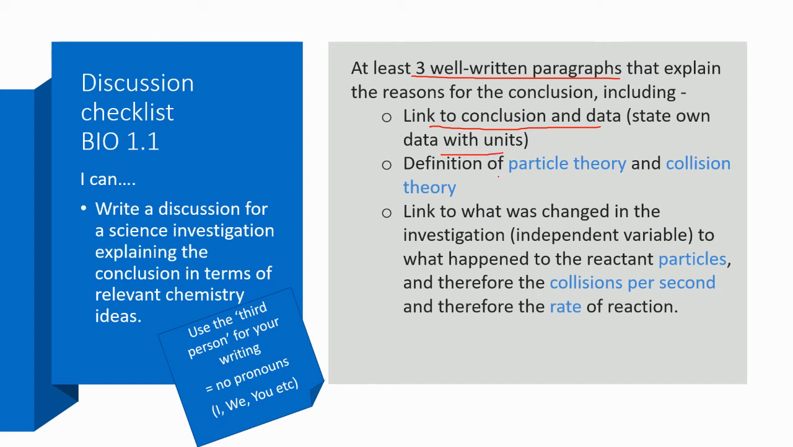A good starting point is to define particle theory and define collision theory. So particle theory is that all matter is made up of particles that are constantly moving, and the more energy they have, the faster they move. And then collision theory is that in order for a reaction to occur, the reactant particles have to collide with sufficient or enough energy and at the correct orientation.